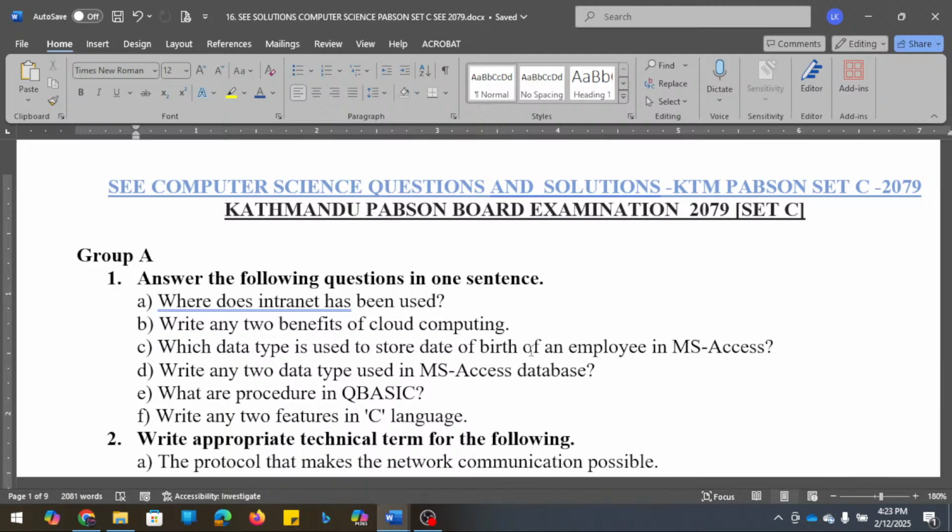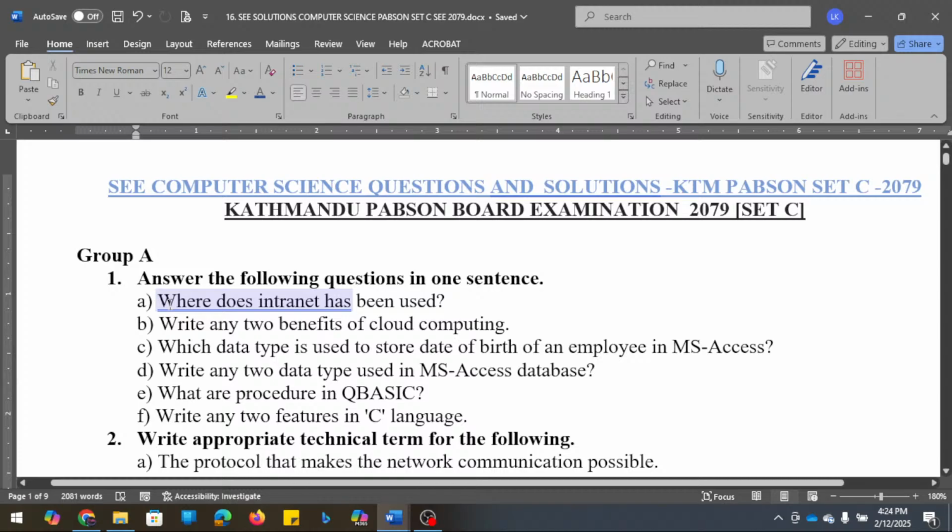Okay. Today again we are going to talk about the different set of computer science. It was also asked in 2079 by the PABSON. This is a discussion from the group A. So, very short answer questions.